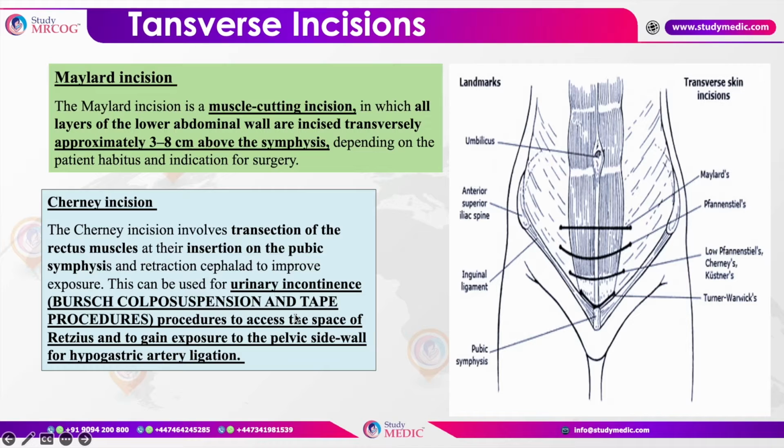Then there is Cherney's incision. For this, there is another exam-tested question: it is used for Burch colposuspension and tape procedures. It involves transection of the rectus muscles at their insertion on the pubic symphysis and retraction cephalad to improve the exposure. This can be used for urinary incontinence procedures like Burch colposuspension and tape procedures to access the space of Retzius, and to gain exposure to the pelvic side wall for hypogastric artery ligation. So this is Cherney's incision.